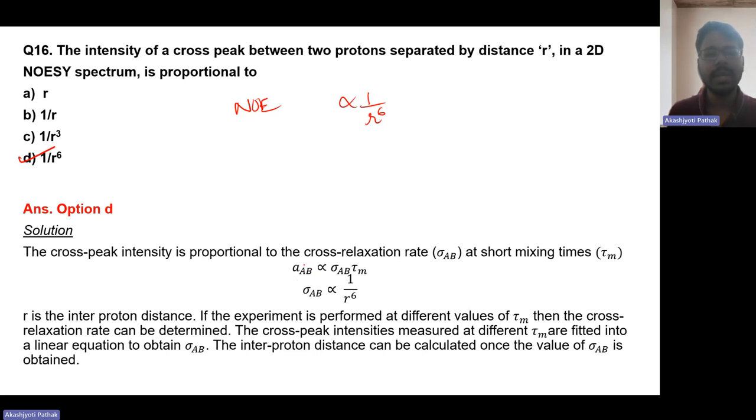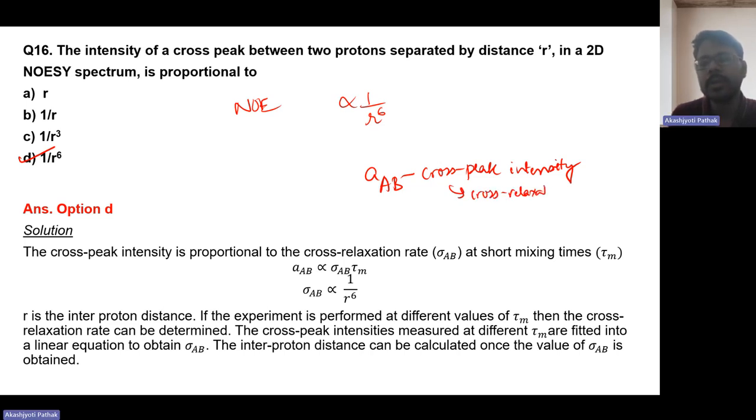Cross peak intensity is proportional to the cross relaxation rate sigma AB at short mixing times. So you are getting cross peaks and diagonal peaks, but what will be the intensity of the cross peak? What are the factors which control it? The cross peak intensity will depend on two factors: one is the cross relaxation rate, and it will also depend on the mixing time.